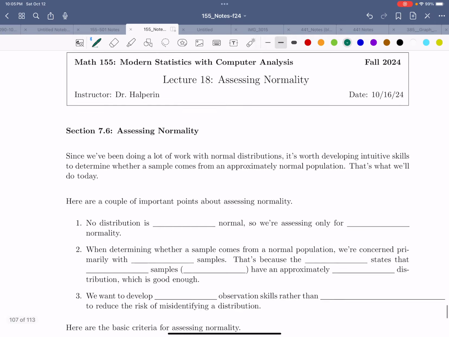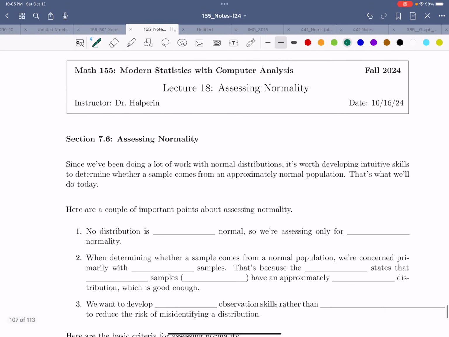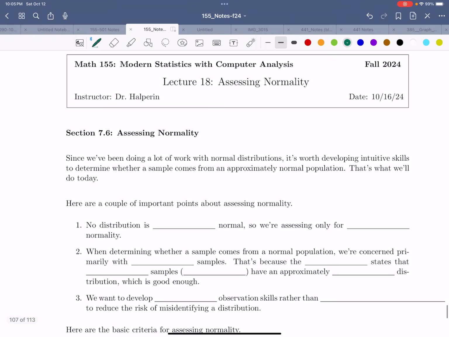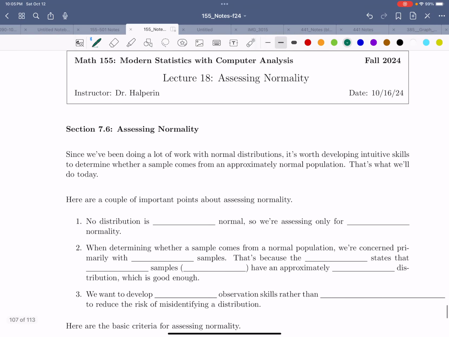So one thing we can do is ask whether we are sampling from a normal population or not. That will help us in our studies. Before we assess for normality of a population based on a sample, a couple of things to keep in mind. No distribution is perfectly normal. That's not a thing in real life. So we're assessing only for approximate normality.